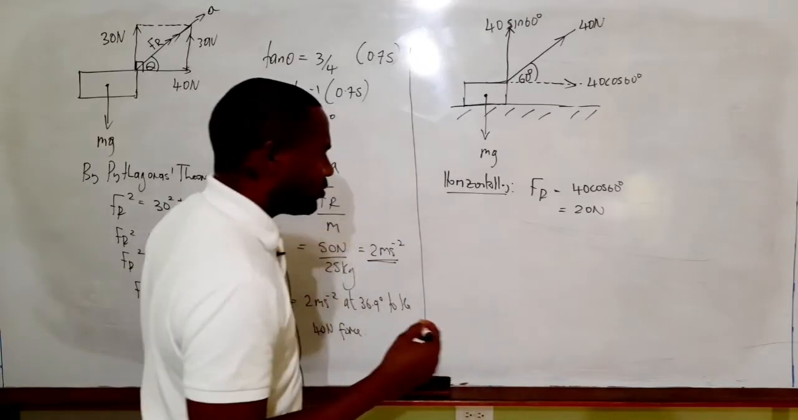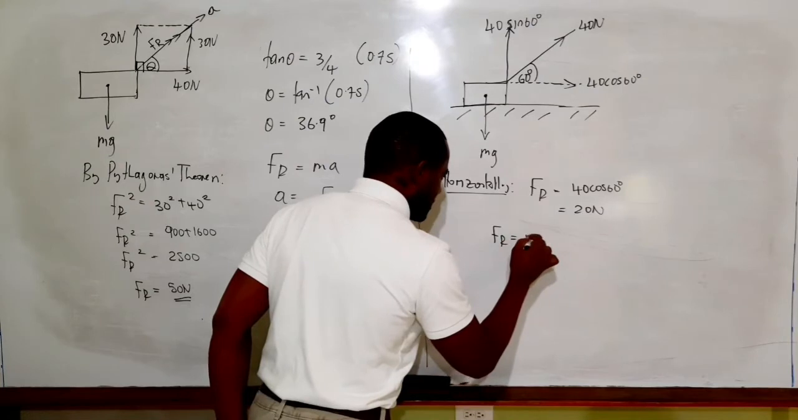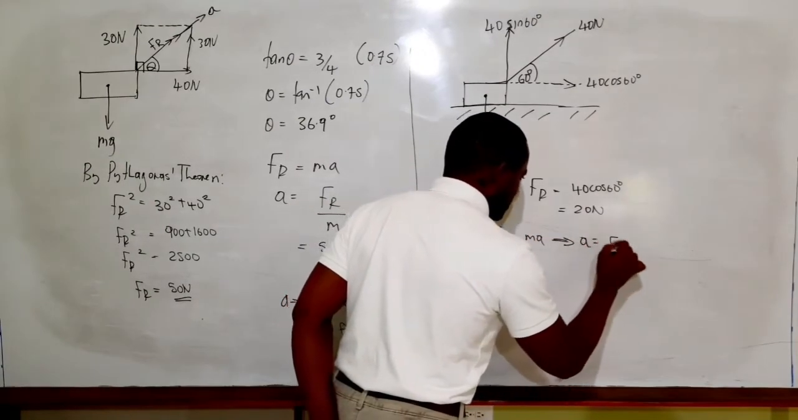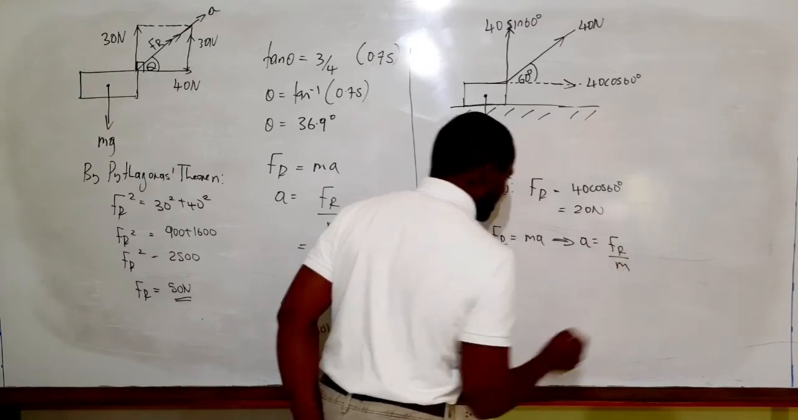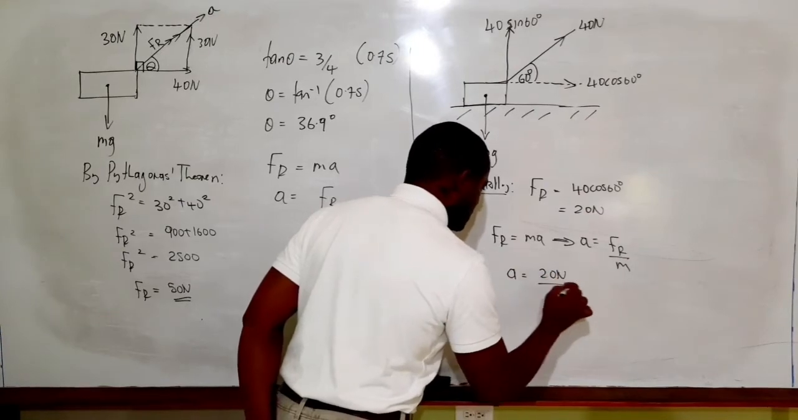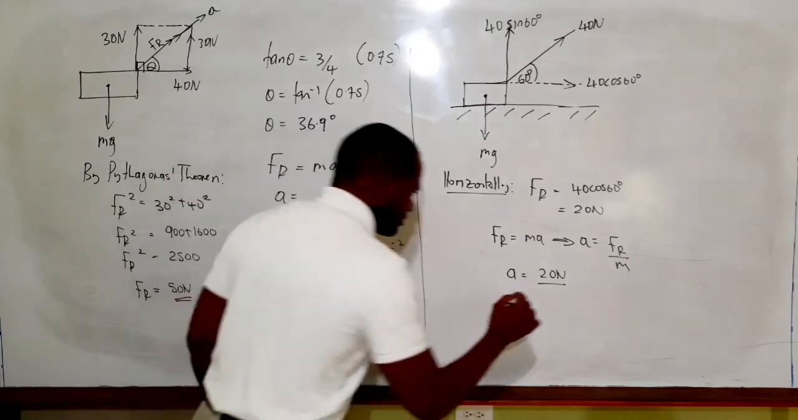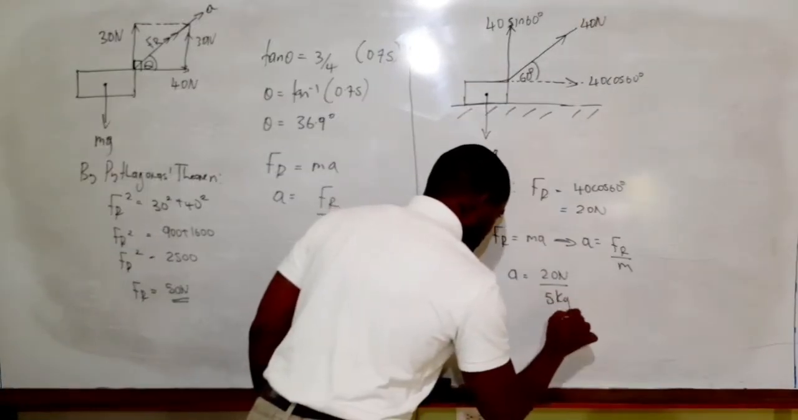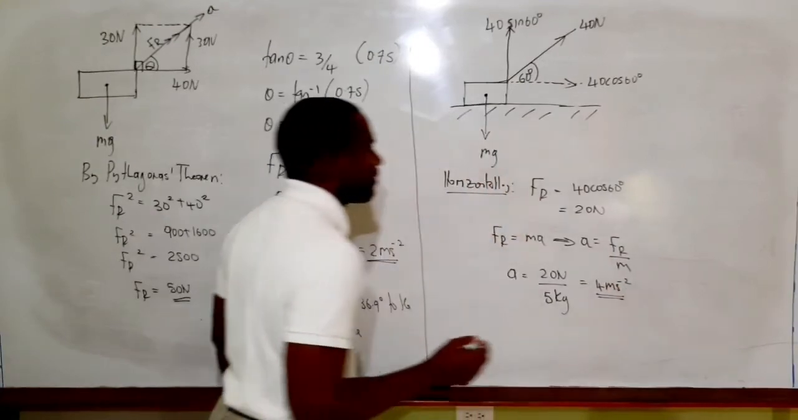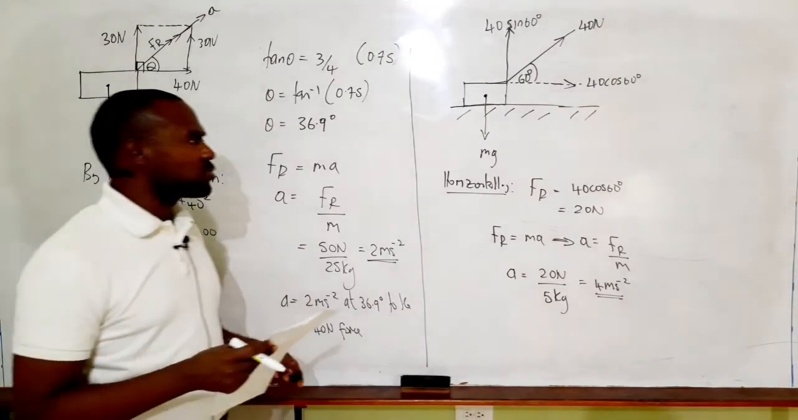And of course, by Newton's second law, we know the resultant force Fr is equal to mass times acceleration, and therefore this means that a is equal to the resultant force divided by the mass m. And so we get a is equal to 20 newtons over the body's mass, which we are told is 5 kilograms, and therefore this gives us 4 meters per second squared, right? So the acceleration on the body is 4 meters per second squared.